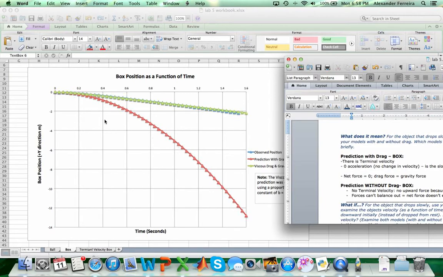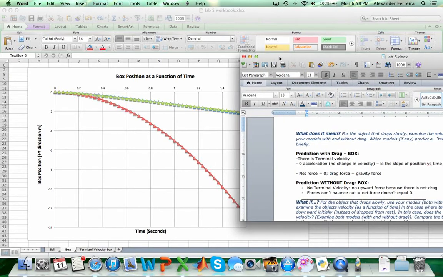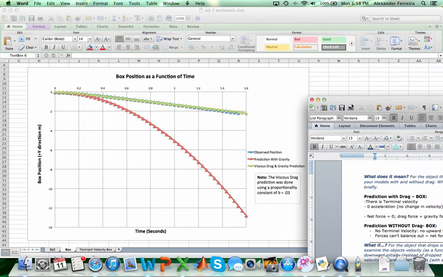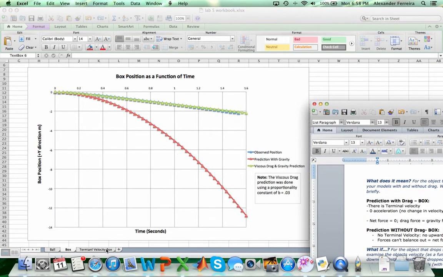That's because there's no constant velocity. There is no upward force to balance out gravitational force. The net force is not zero, so the forces can't balance out. So there's no terminal velocity here.